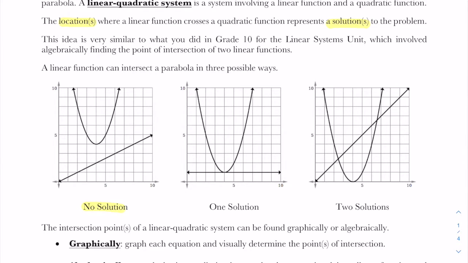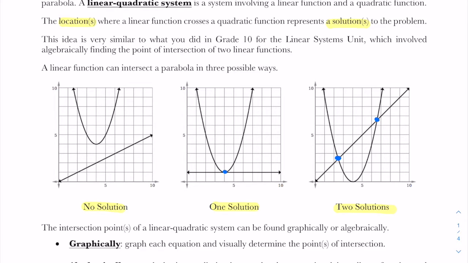In the second way, we have one solution. Notice that the parabola and the straight line cross each other at one location. I'll indicate this right over here. In this case, you can think of the straight line being like a tangent line to the parabola. And finally, we could have two solutions. As you can see in the picture, the straight line crosses the parabola at two locations.